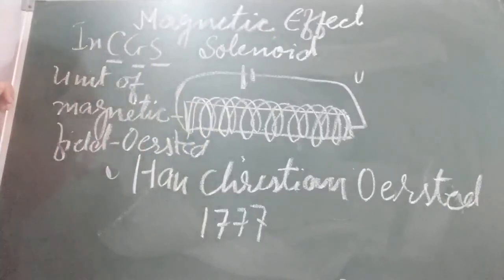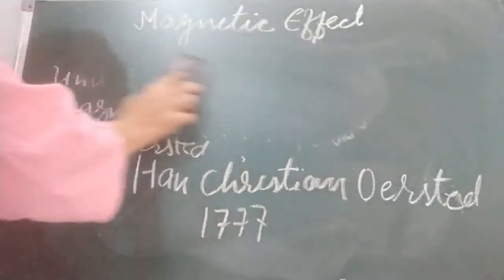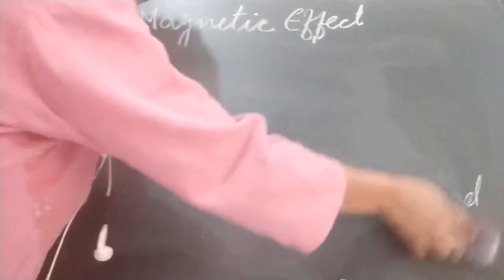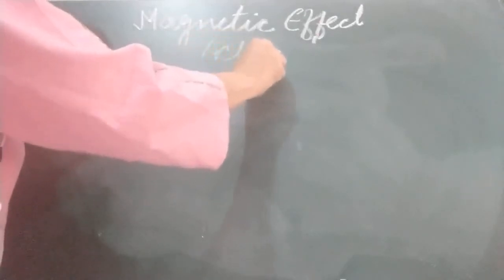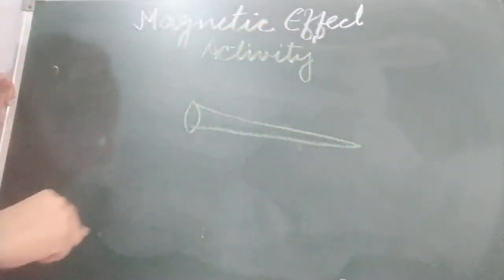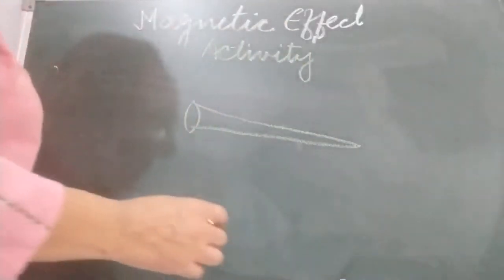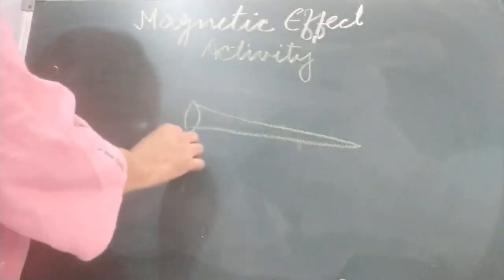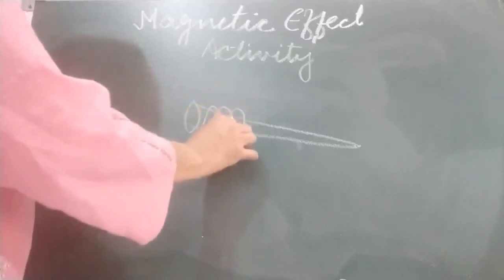Now I am going to show you an activity that this electromagnet attracts iron. And children, this activity I will ask you to do also. How are you going to do this activity? In this activity, you will take one iron nail. And you take insulated wire. Insulated wire means covered wire, and one end you make free, and this you wrap many rounds around this nail.